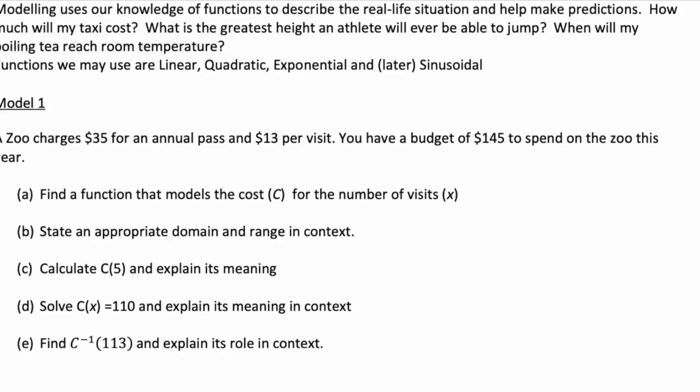Hello, this is Mr. Collier, and today we're doing some modeling with linear, quadratic, and exponential models.